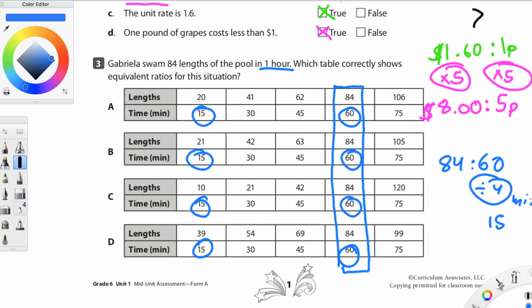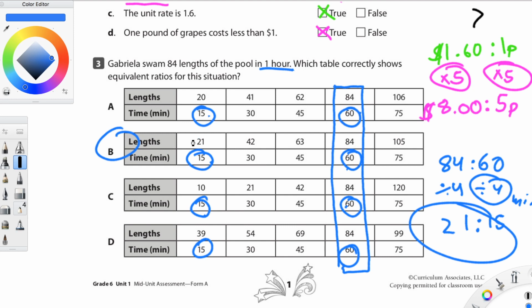This is my minutes. For this one, if I divide it by 4, 8 divided by 4, I get 2. 4 divided by 4, I get 1. That means that it's 21 lengths. So here we go. See how it's 21 here out of 15? They all divided by 4 because 60 divided by 4 is 15. They have that part right. But when they did 84 divided by 4, not all their numbers came out the same. So for this one, it would be 21 out of 15. So table B would be correct.